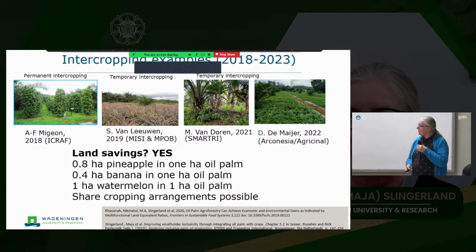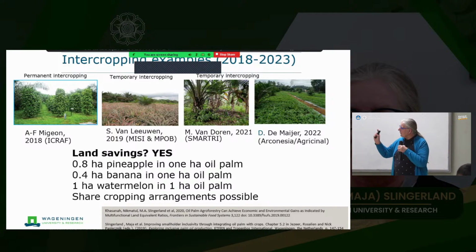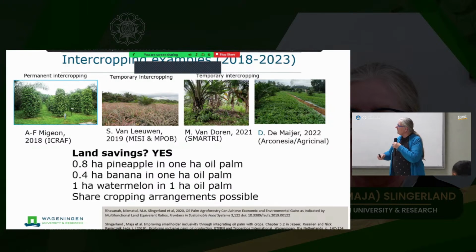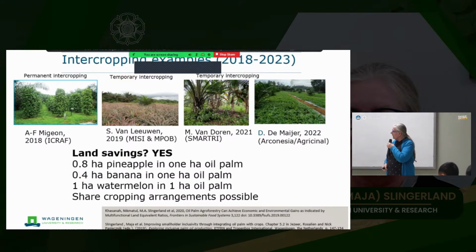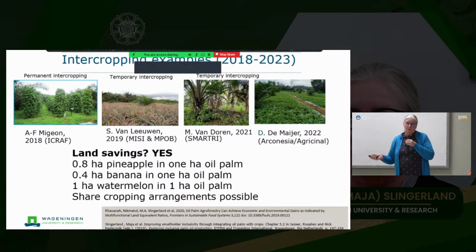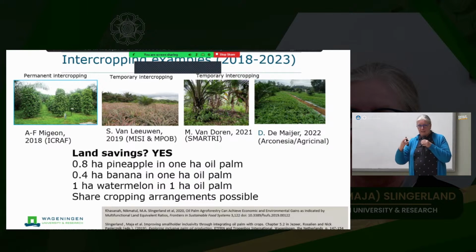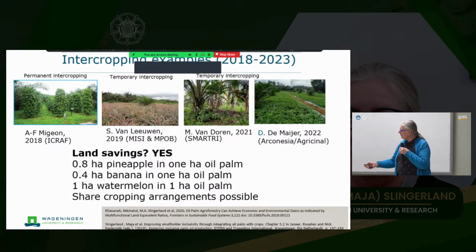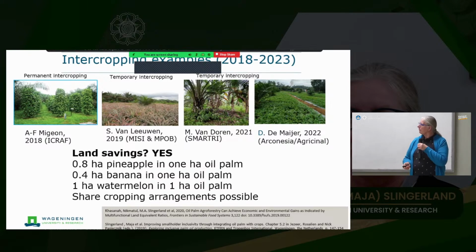And do we save land? Yes. We have the equivalent of 0.8 hectares of pineapple in the hectare of oil palm. So you save 0.8 hectares of pineapple. Here, this was already grown up, 0.4 hectares banana in a hectare of oil palm. And for watermelon, you even have an equal amount of watermelon if there's oil palm or not. Because normally watermelon also has some space, and exactly in that space you have your palms. And as I said, sharecropping arrangements are possible. And for your benefit, I also put some references where you can find some stuff.